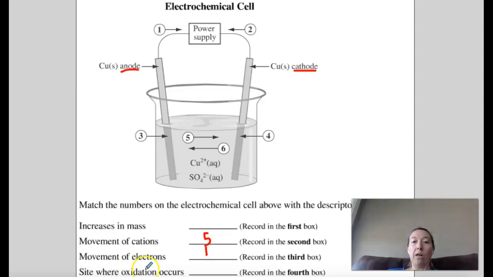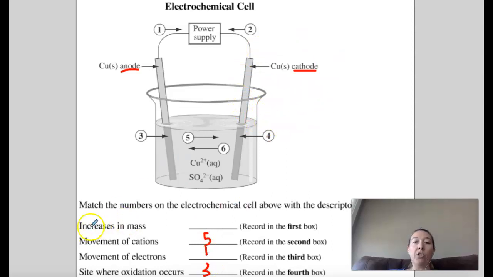Okay, site where oxidation occurs. Well, oxidation either occurs at the anode or the cathode. So we're looking at 3 or 4. But hopefully by now you know oxidation always occurs at the anode. So we are looking at electrode number 3. So those I'm able to answer just by looking at the picture.